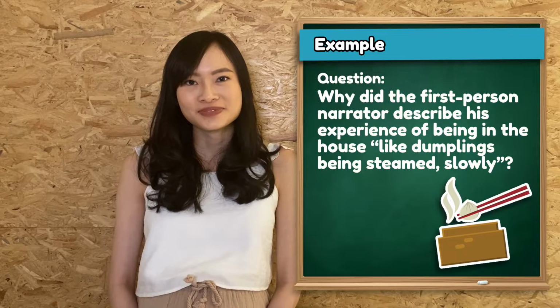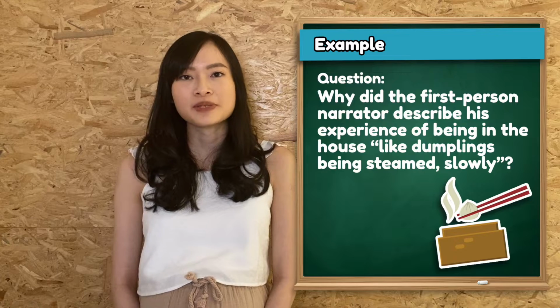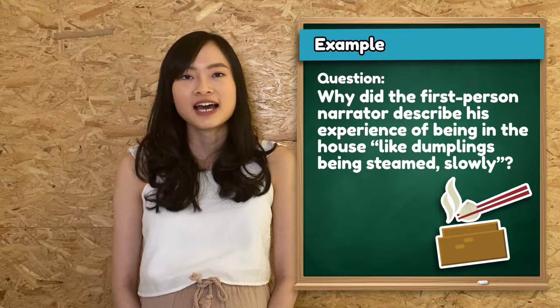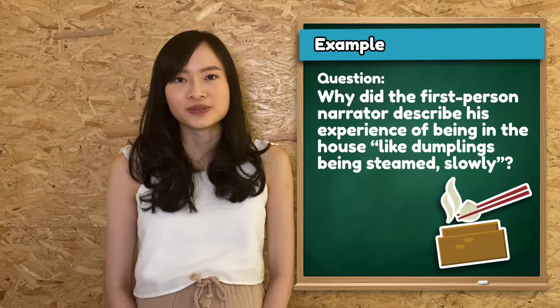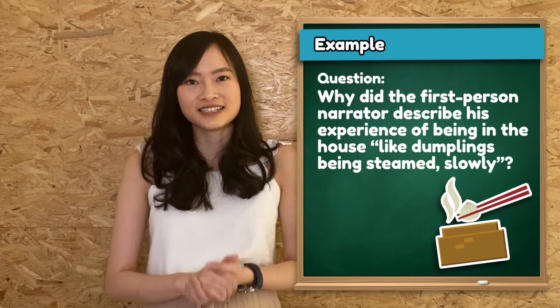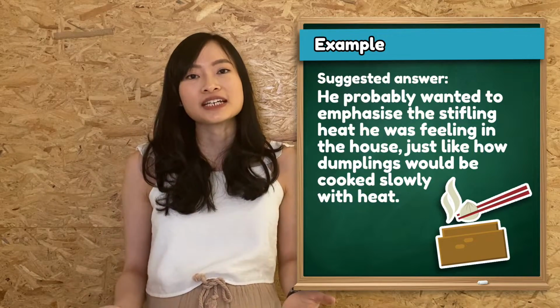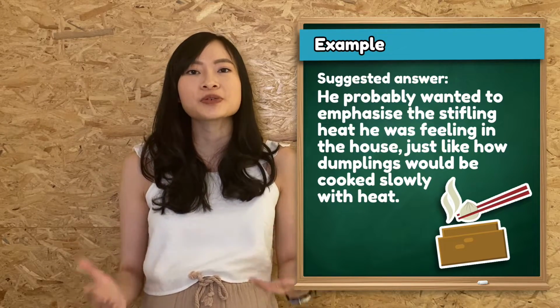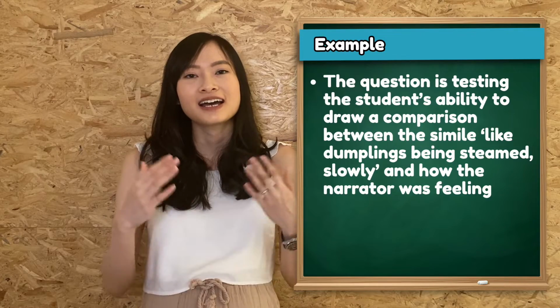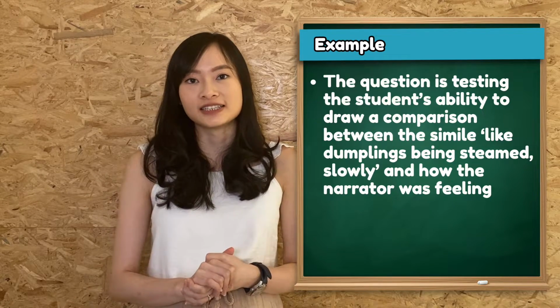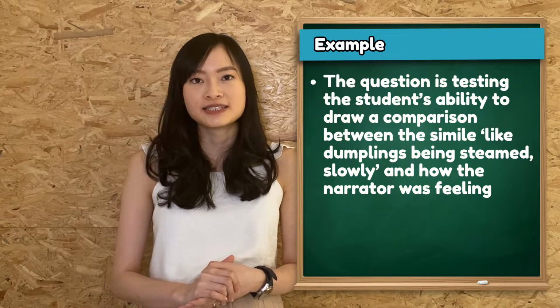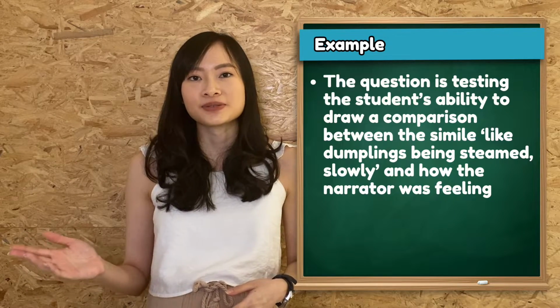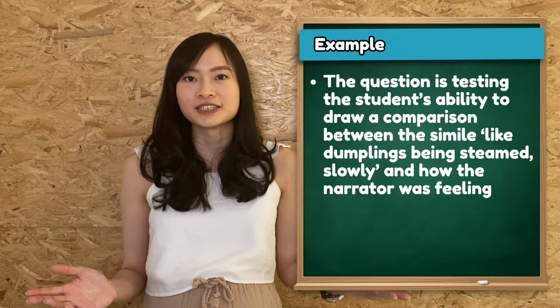Now, let's take a look at 2 examples of language for impact questions. Question 1. Why did the first-person narrator describe his experience of being in the house like dumplings being steamed slowly? This is a suggested answer. He probably wanted to emphasize the stifling heat he was feeling in the house, just like how dumplings would be cooked slowly with heat. This question is testing the student's ability to draw a comparison between the simile, like dumplings being steamed slowly, and how the narrator was feeling.